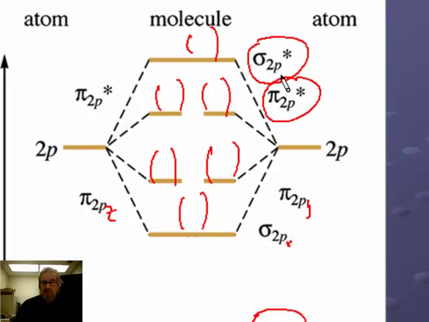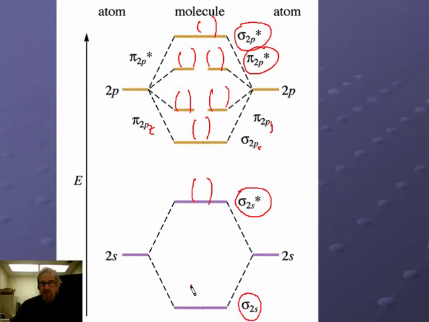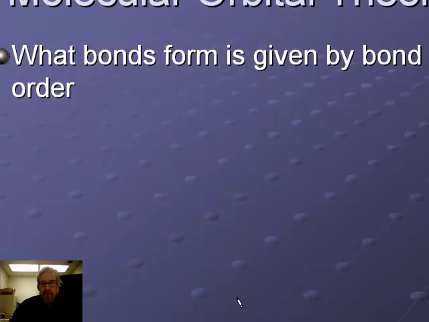So these are actually all molecular orbitals represented by the parentheses that I have here. And every one of them can contain up to 2 electrons. And they fill according to the Aufbau principle, and they fill according to Hund's rule. Now, we can use a diagram like this to help us figure out what kind of bonding is likely to occur. Single bond, triple bond, or double bond. What bonds form is given by a concept called bond order. Here's how bond order is calculated.